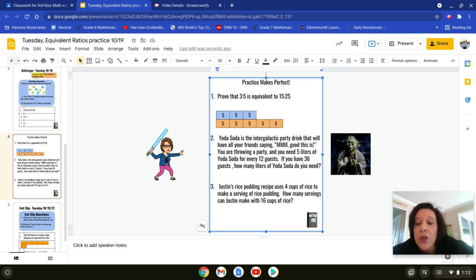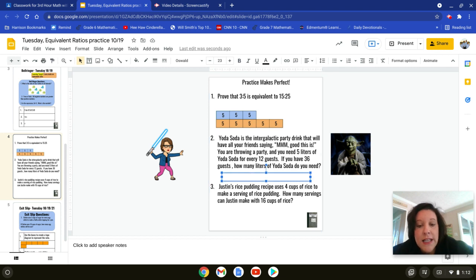If you have 36 guests, how many liters of Yoda soda do you need? How does 12 guests become 36 guests? What would you have to multiply? See, it's multiplicative. 12 times what is 36? 12 times 3 is 36. So what is 5 times 3? 15. So you would put 15 liters, because 15 liters to 36 guests would be the equivalent to 5 to 12.